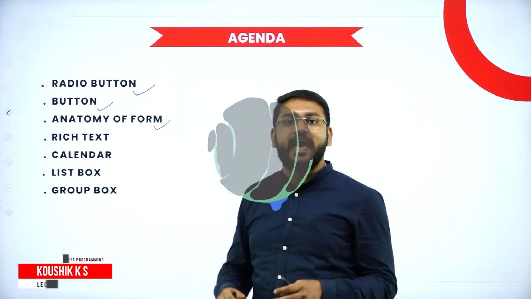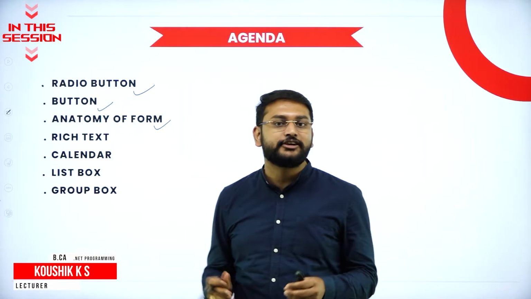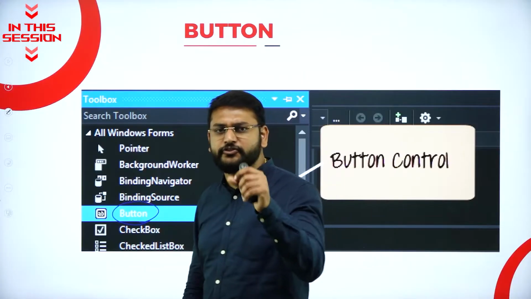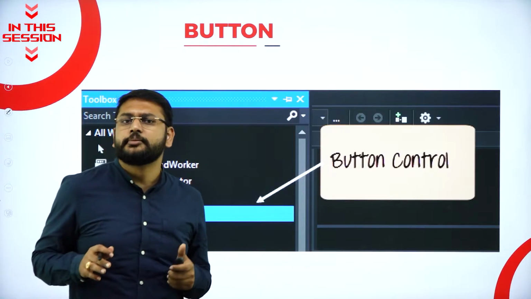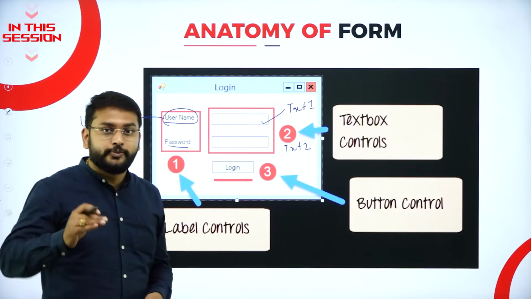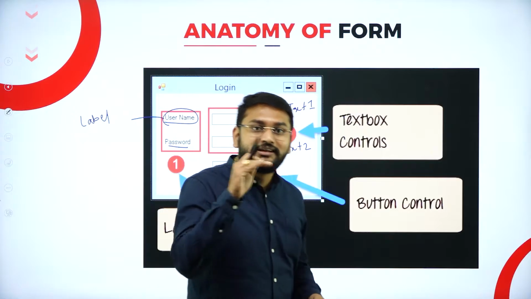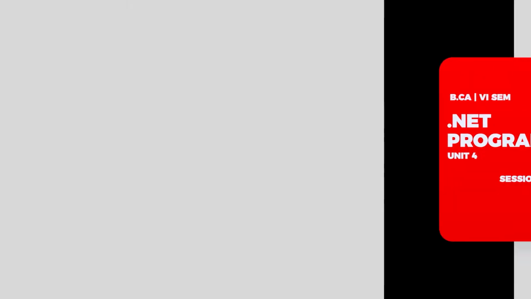I will be discussing the anatomy of form by placing all the tools that I have. If you want to perform any action, we will be using a button, right? When it comes to the text box, in the properties, I can change single line, multiple line.